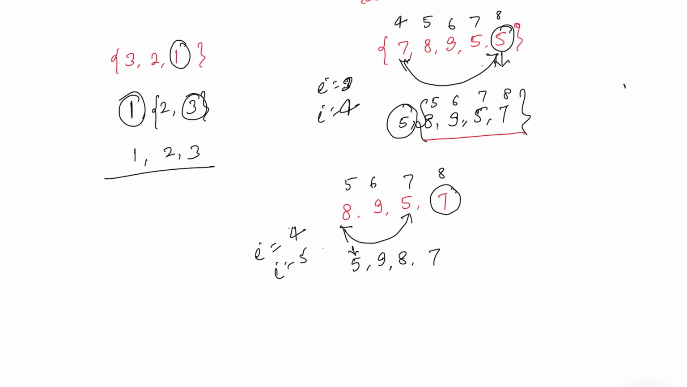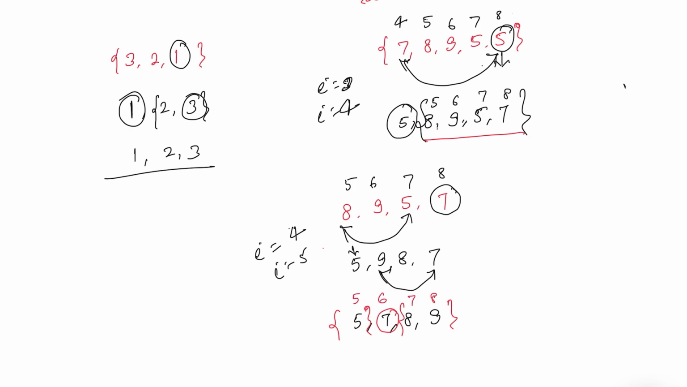I will be incremented by 1, so both of these will be swapped. So after swapping, what will happen? 5 7 8 and 9. That means 7 now has come to its correct position, this pivot. Which are on the left are smaller than 7, and which are on the right are greater than 7. So its indexes were 5 6 7 8.